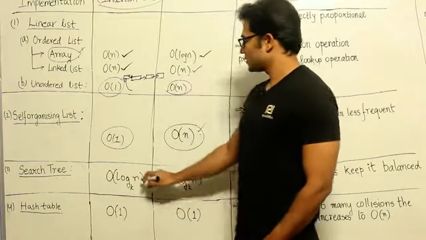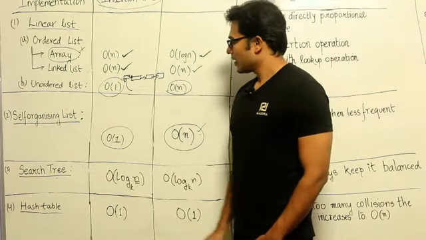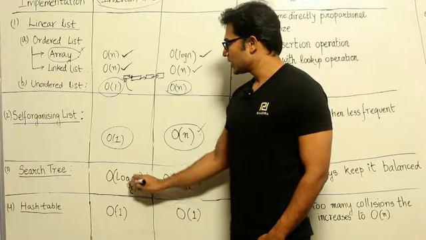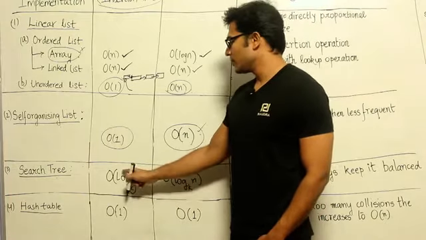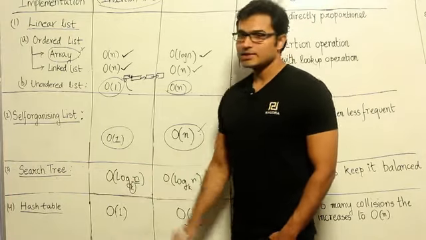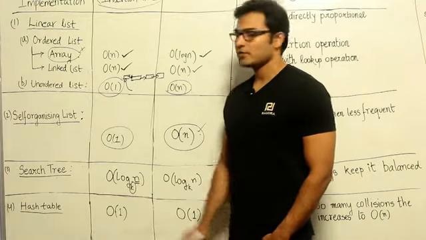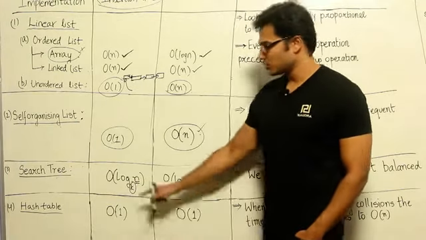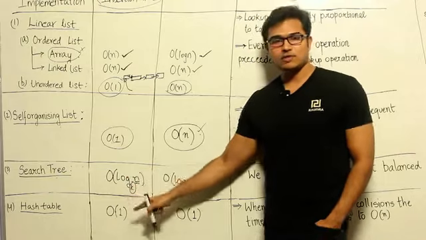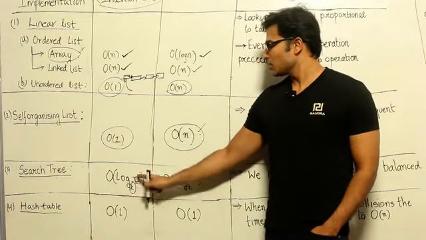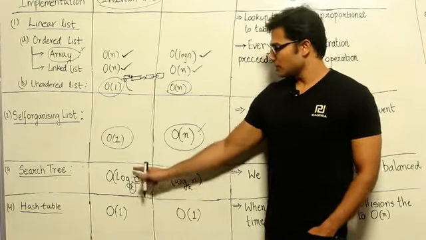If you have n elements in the tree, and if the order of the tree is k, then the height of the tree will be in the order of log n base k, where k is the order of the tree. In case of binary tree, it is going to be log n base 2. In case of ternary tree, it is going to be log n base 3. In case of binary search tree, right?